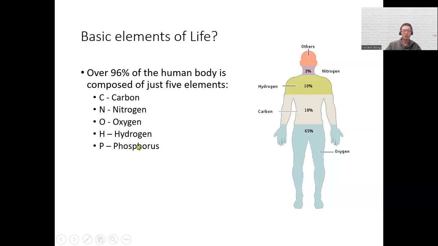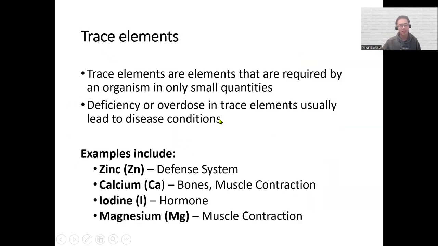For the same thing, right? When we say we have hydrogen, we are not suggesting that it's existing as a gas in our body, right? It's often combined with something else. In any case, 96% of the human body is made up of just five of these elements.